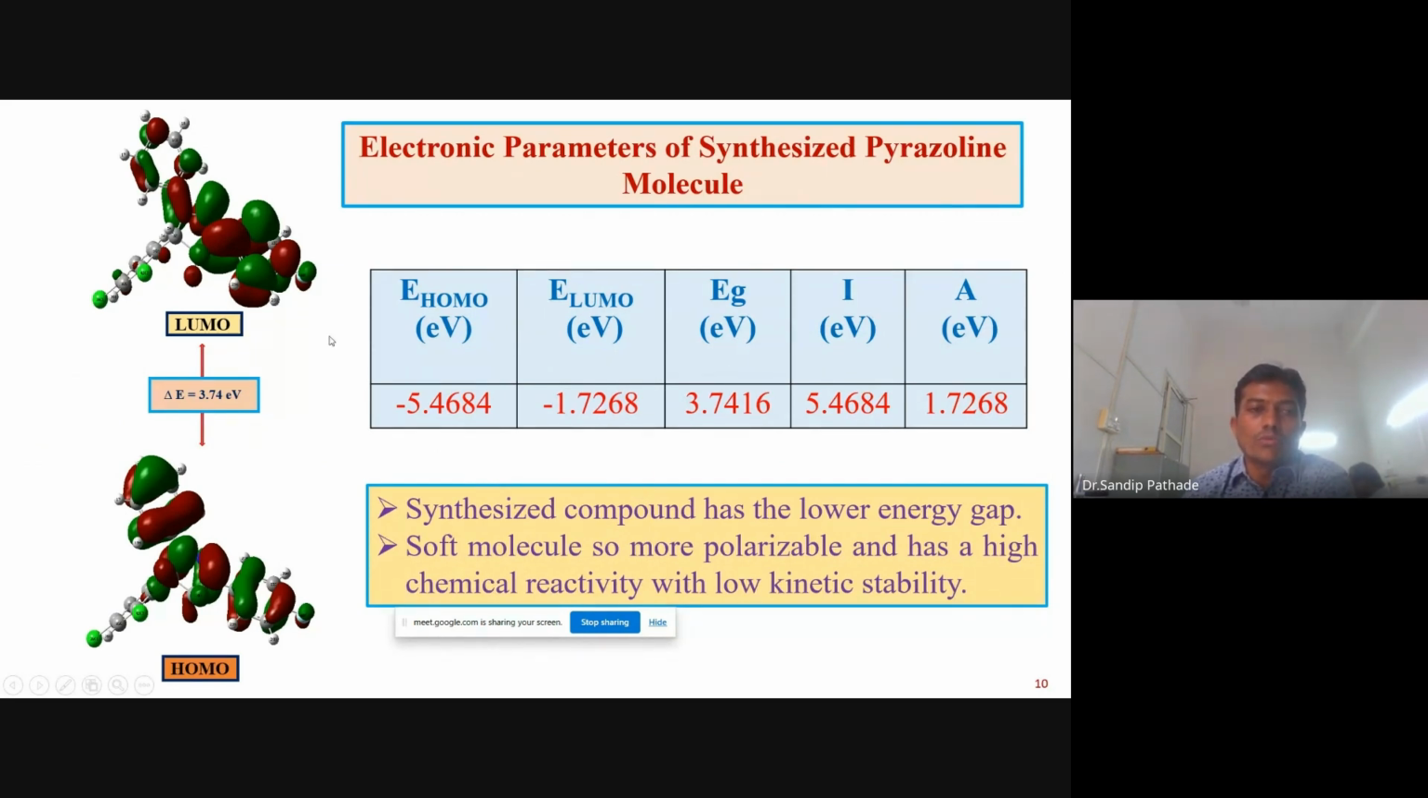We investigate the HOMO-LUMO orbitals of our molecule. These HOMO-LUMO are the very crucial frontier molecular orbitals. HOMO stands for the highest occupied molecular orbital, which is electron donor in nature, while the LUMO stands for the lowest unoccupied molecular orbital, which is electron acceptor in nature. These are the crucial orbitals which decide the reactivity of the molecule, and they are also related to the electron affinity and the ionization potential of the compound, while the energy gap between the HOMO and LUMO predicts the kinetic stability of the molecule.